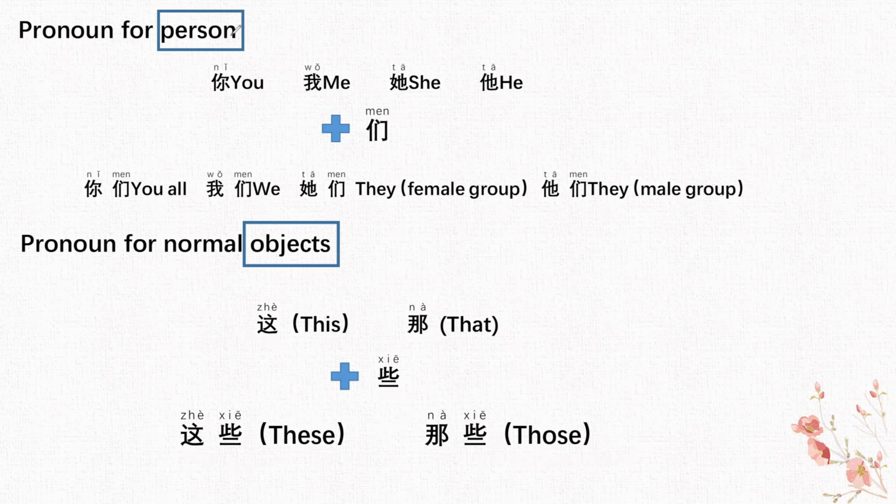Okay, so now I hope you can make it clear. This is for persons, plus 们 becomes plural. This is for objects, plus 些 becomes plural. Okay, let's carry on.